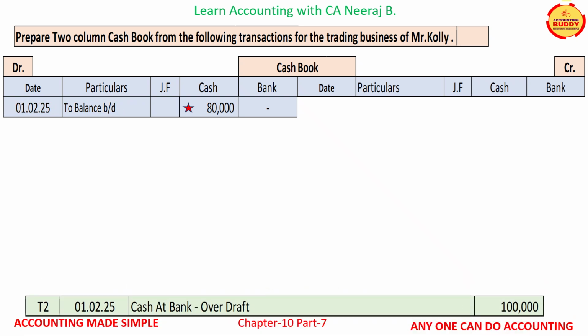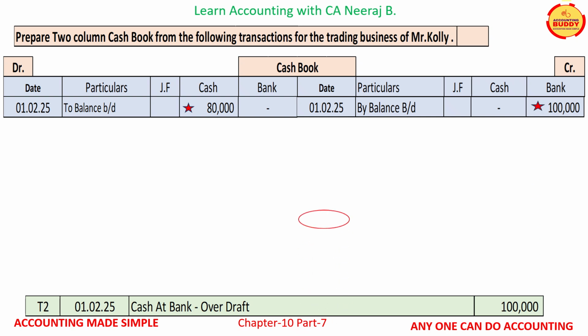Transaction T2 is as on 1st February 25, business is having an overdraft balance of $100,000. Bank overdraft is a liability of a business. Therefore, it will be shown in the bank column on the right hand credit side of the cash book for $100,000 on 1st of February 25 by writing the words by balance brought down.